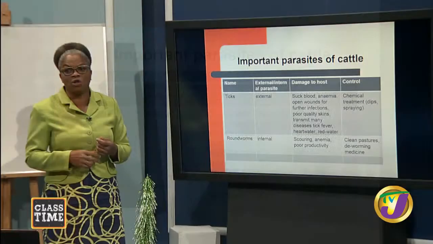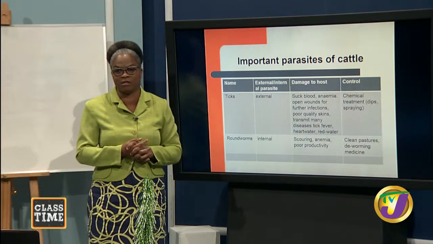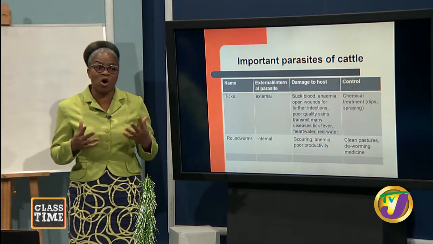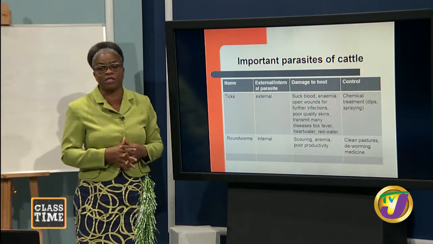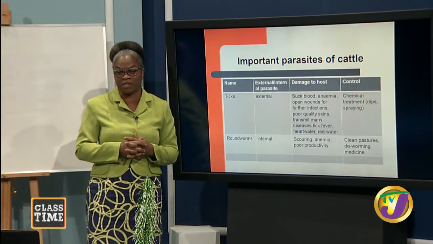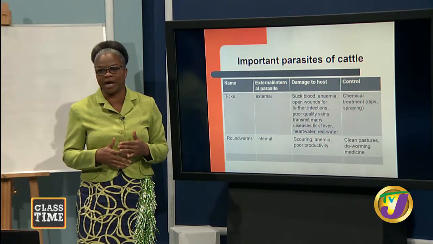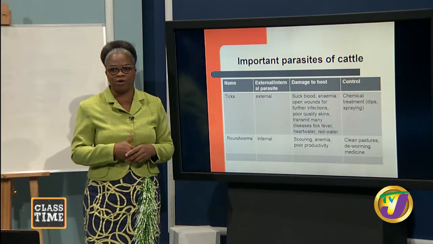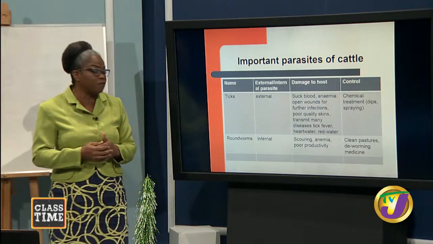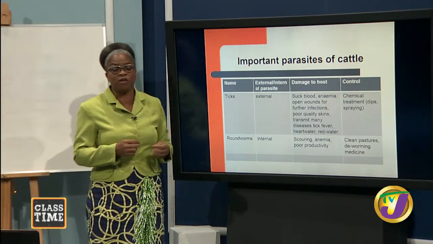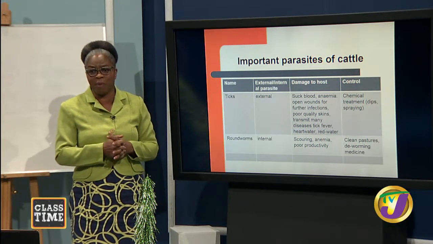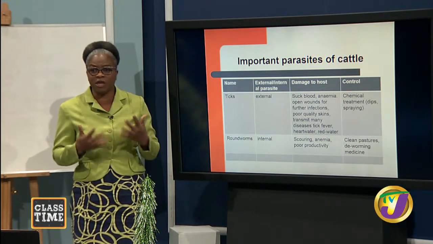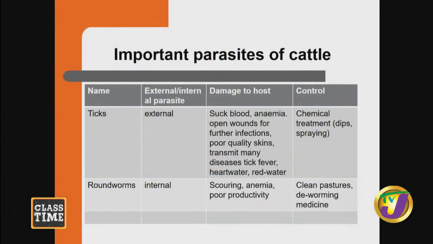We now want to move on to look at important parasites of cattle. And parasites, they want to live off other animals. So these cattle now become a host. And so we have to pay attention because we have two types of parasites, students. We have external parasites and we also have internal parasites. And so the parasites of importance, we have looked at them already in terms of anaplasmosis and heartwater. It's caused by the parasite, the ticks. It's an external parasite. What are the symptoms, or what we call damage to the host?